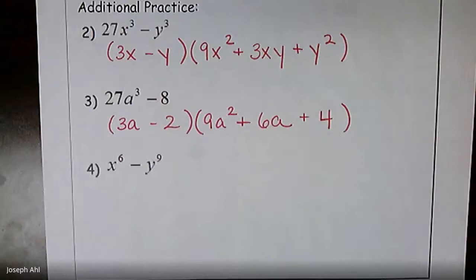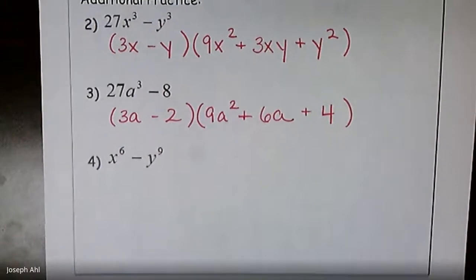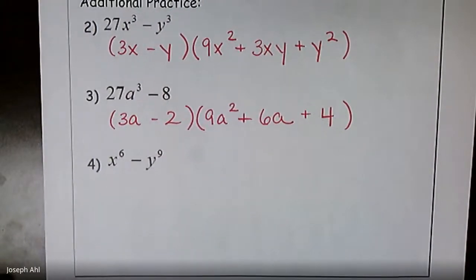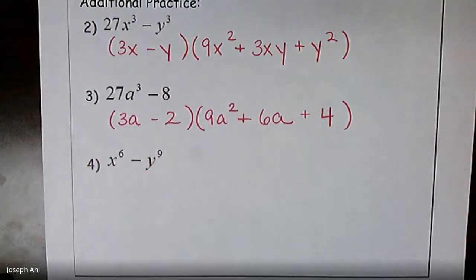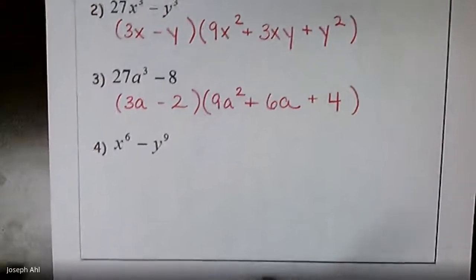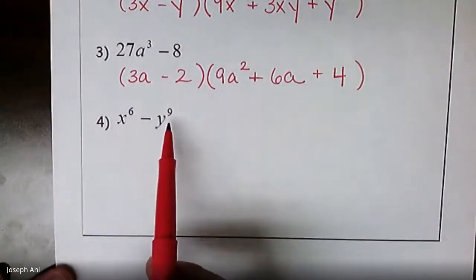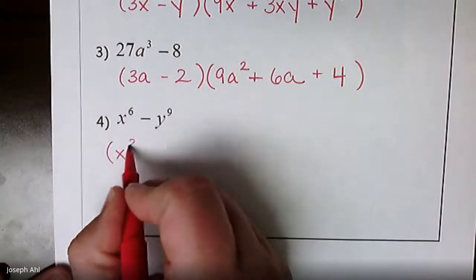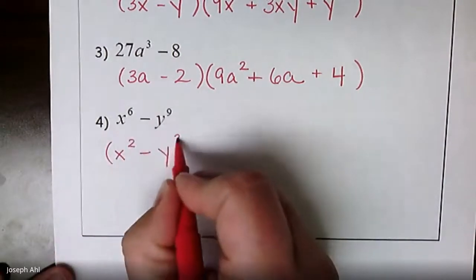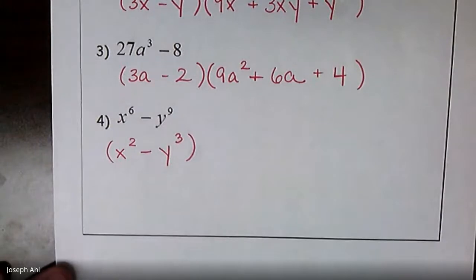It does get a little bit more challenging when the powers get higher than something that's being cubed. But anything that's divisible by 3 is going to be a perfect cube. In fact, if you divide the powers by 3, that's how we're going to wind up figuring out what the cube root of each of these is. Okay, so for the cube root of x to the 6, it's going to be x squared. And then it'll be minus y cubed to start there.